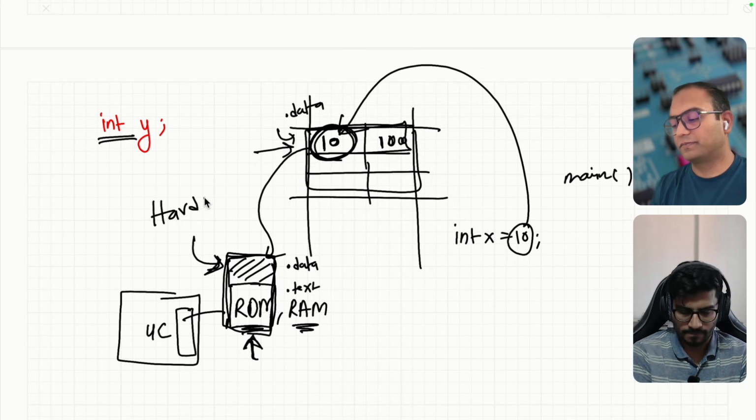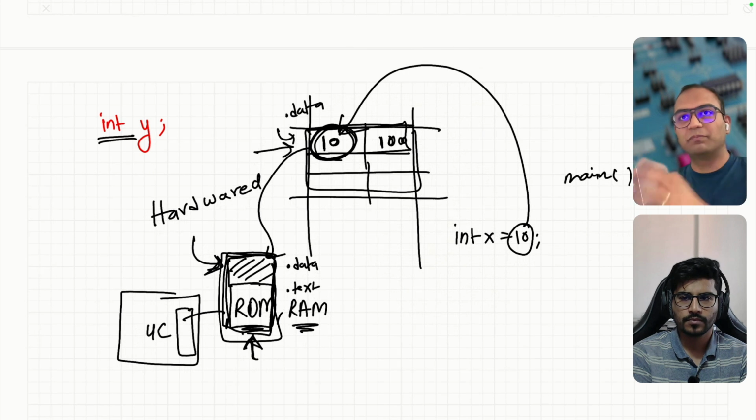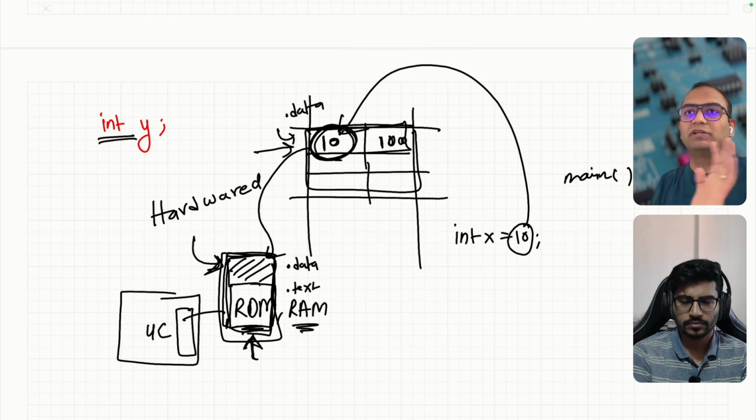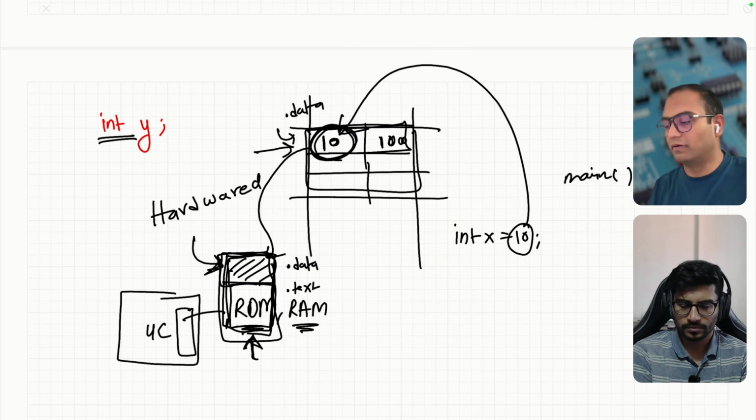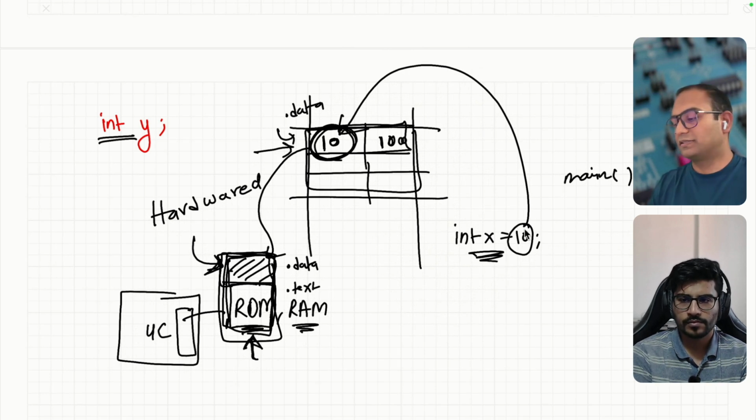And by the way, how did all of this come here in the first place? Well, hardware programmer. We use the hardware programmer to dump our code onto the ROM, and once that was done, we said that our microcontroller can be reset, power cycled. And now I reasoned that the data section will live in the ROM.